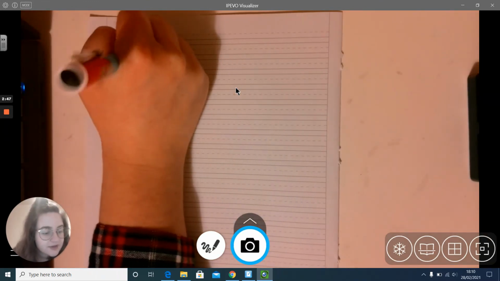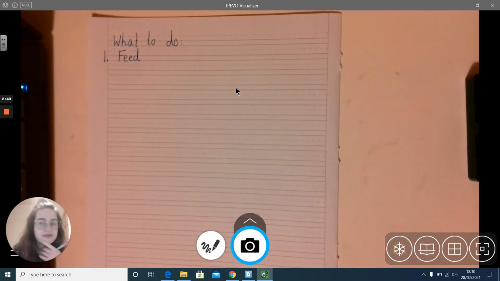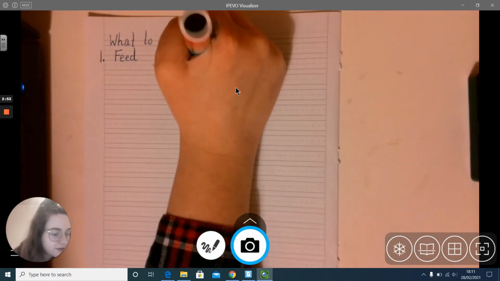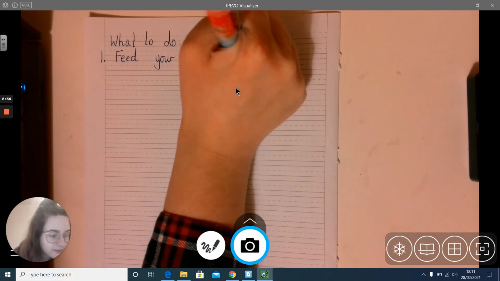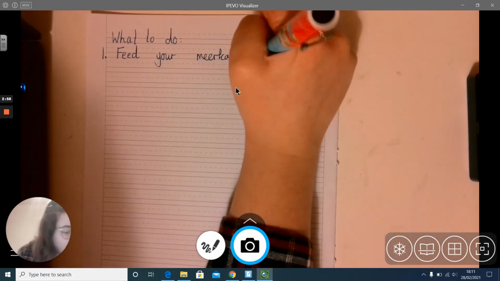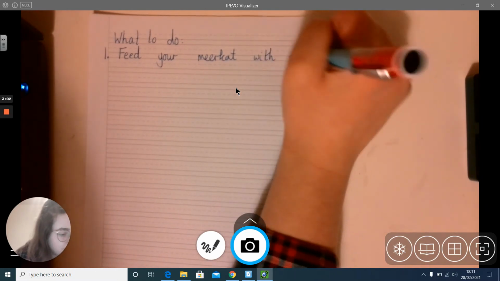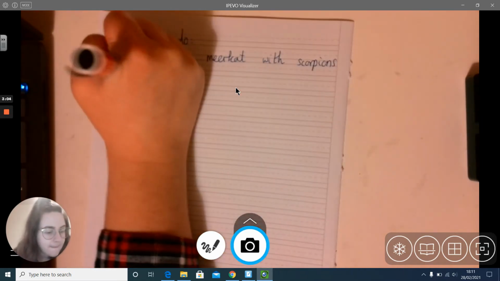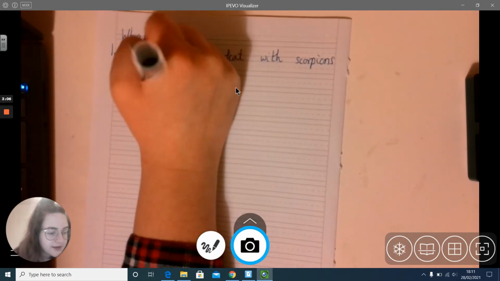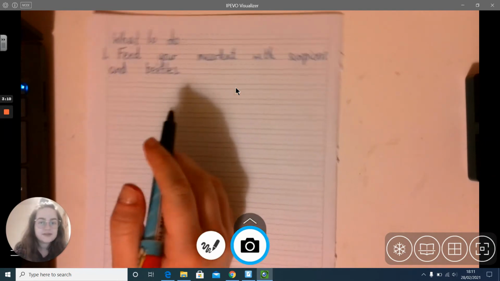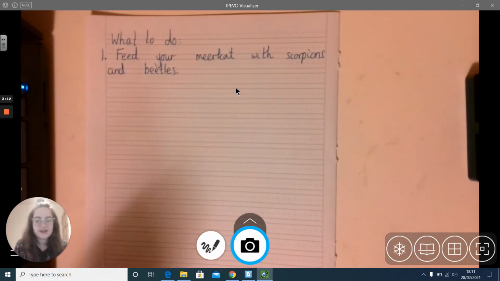So I'm going to start with the capital letter and the imperative verb feed. Feed your meerkat with scorpions and beetles. Full stop. Oh, I like the way I've used and in a list there as well. I need to do that in year 1.